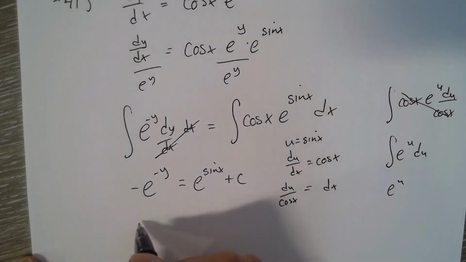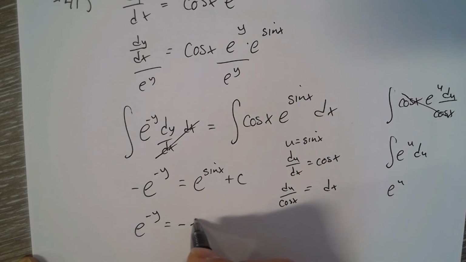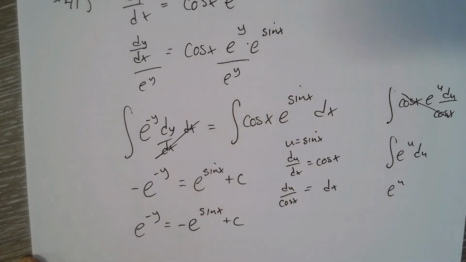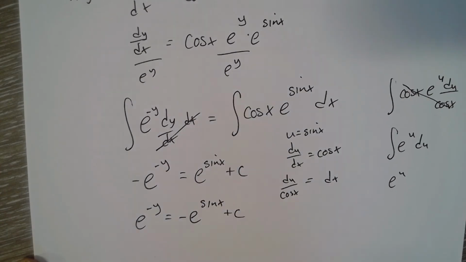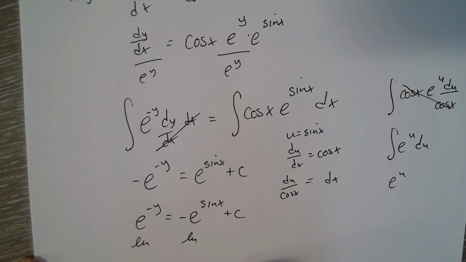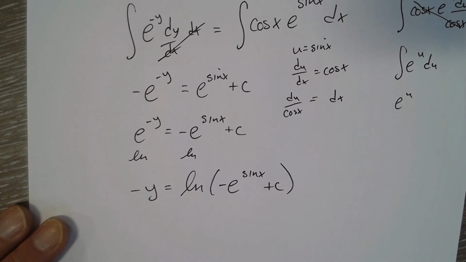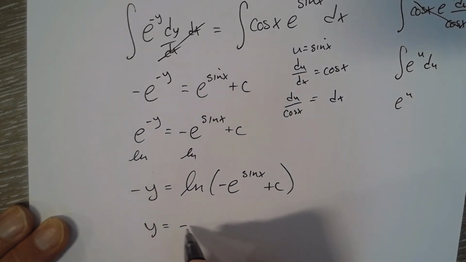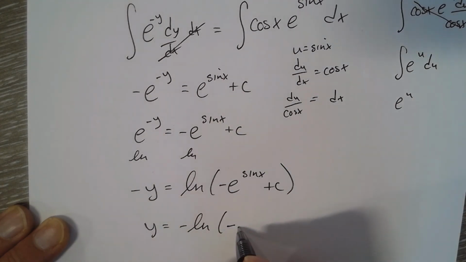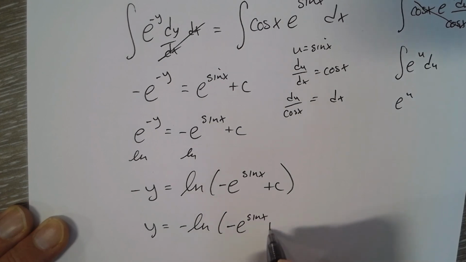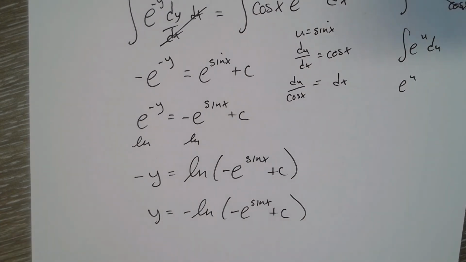So e to the negative y equals negative e to the sine x. C times negative 1 is still plus c. Natural log. So negative y equals a natural log of everything over here. So it's the negative natural log of negative e to the sine x plus c. Good question.